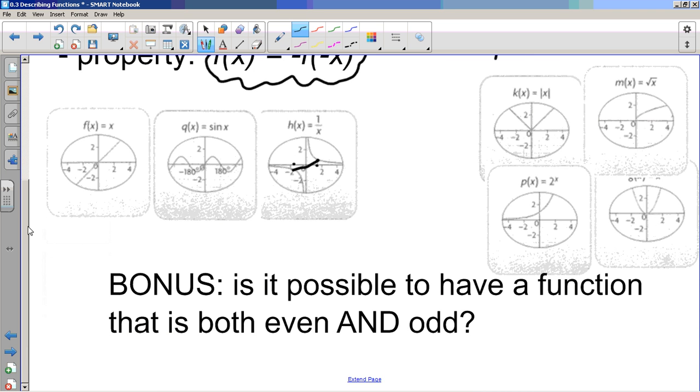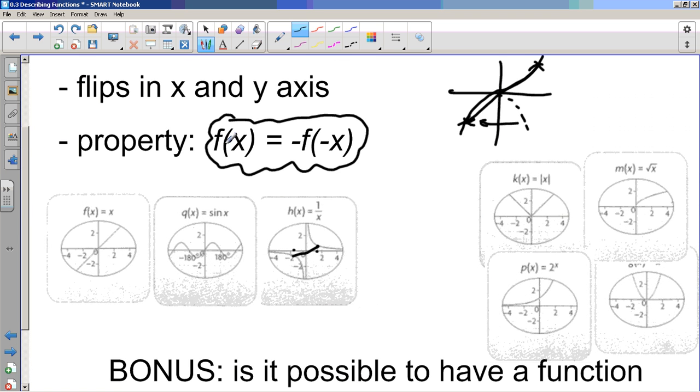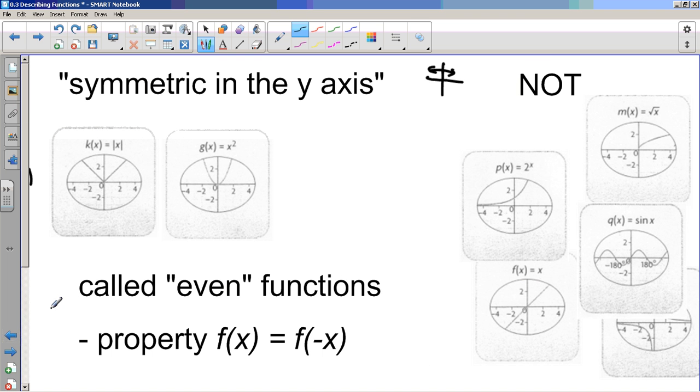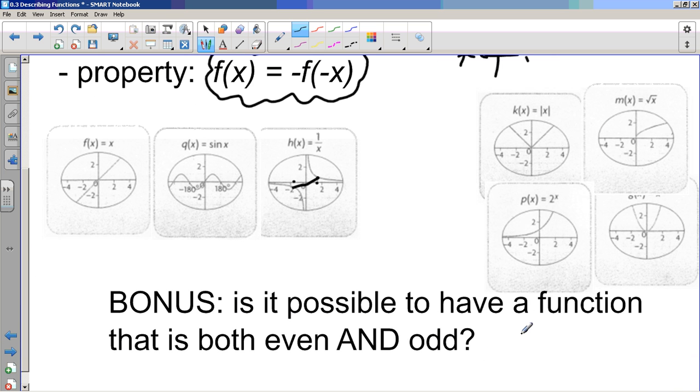A bonus question, you might want to write this down because it is a bonus question. Is it possible to have a function that is both even and odd? So the idea is that it has to have this property and that property. Is it possible? If you write this up, whether it is possible, or if you find a function, keyword function, that works, then you can write that up and hand it in.